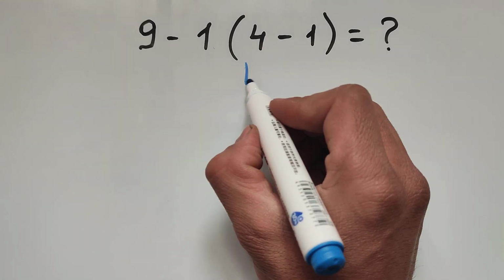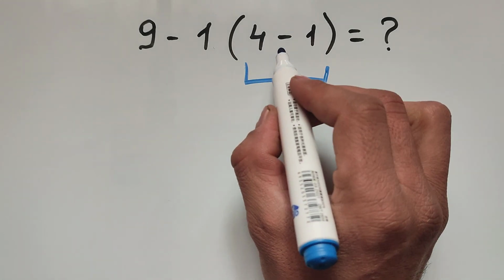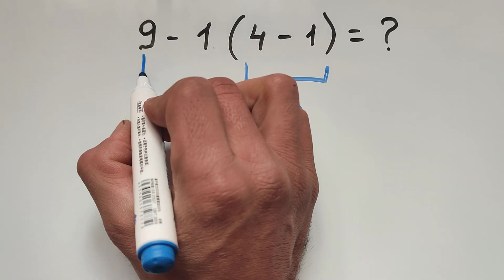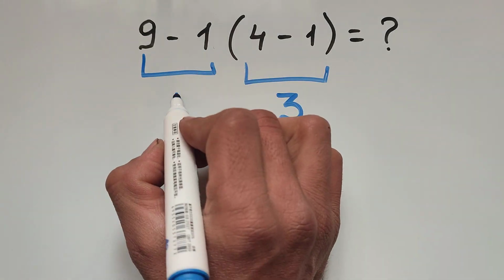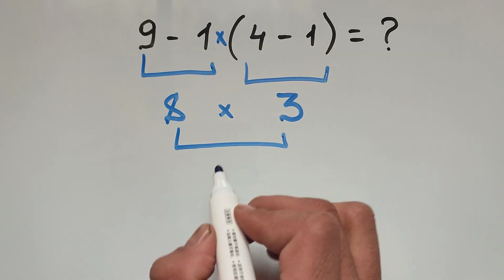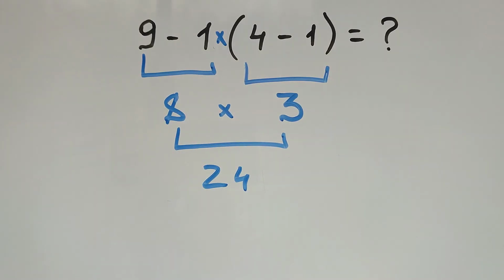Okay, first we have to work this. 4 minus 1 equals 3 and 9 minus 1 equals 8. There is multiplication here. 8 multiplied by 3 equals 24. But this is not the correct answer.